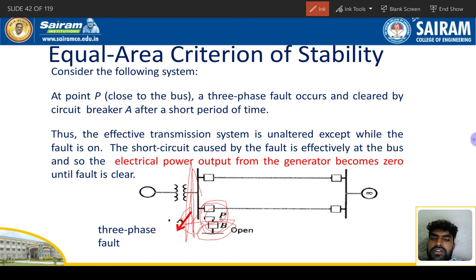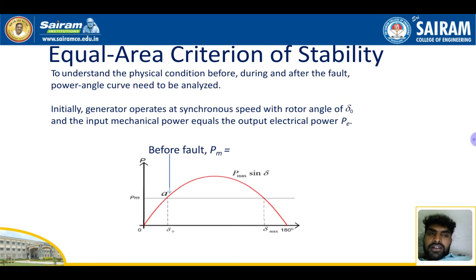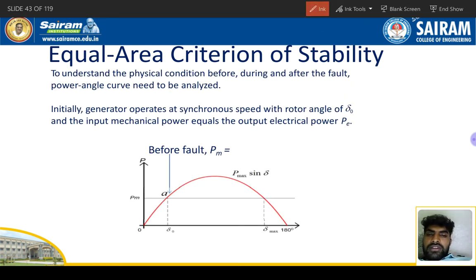The short circuit caused by the fault is effectively at the bus end, so the electrical power output from the generator becomes zero until the fault is cleared. Until fault clearing, the generator voltage becomes zero. This is one single diagram for explaining power system components, equal area criteria, and how the fault occurs. Next there is the equal area criterion stability.